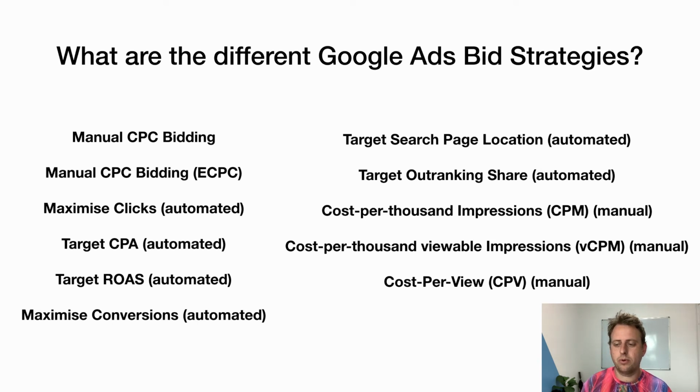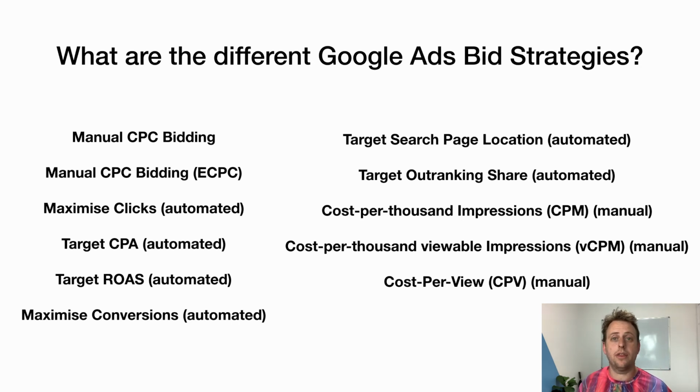And then finally, cost per view is a YouTube metric where you will be bidding each time your YouTube video ad receives a view, usually over 10 seconds, before you get charged. Now, those are all the bidding strategies.